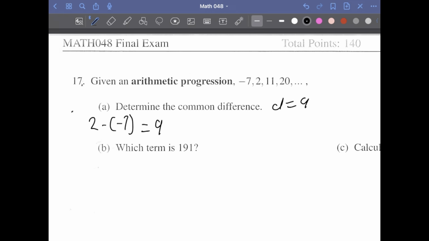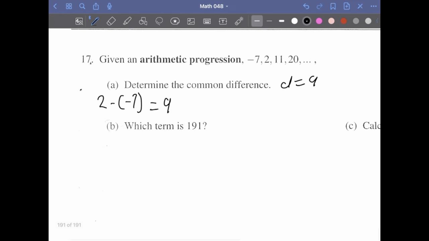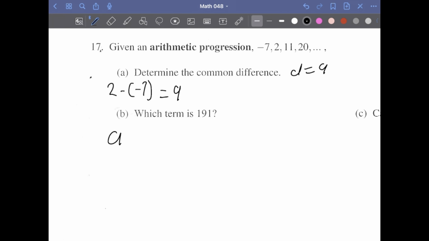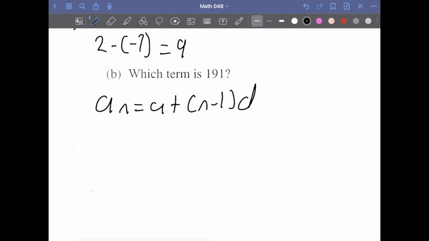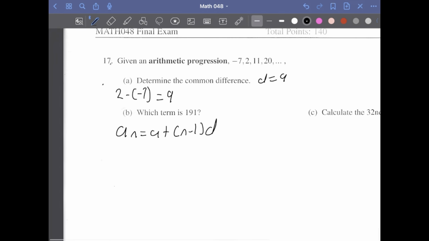Which term is 191? Let's use the formula: a_n is equal to a plus n minus 1 times d. Okay, so we could just substitute the term, which is n.